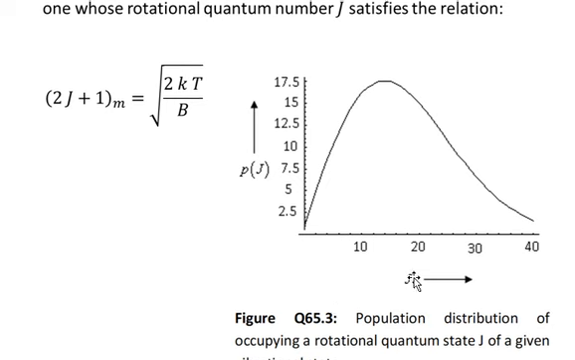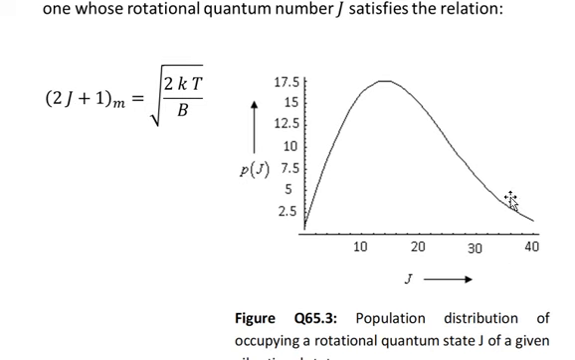So you see that we have plotted the rotational quantum number J along the horizontal axis, and the probability of occupying the rotational level J along the vertical axis. You will see that with increase in quantum number J, the probability of occupancy will increase and reach some maximum value around J close to 15, and beyond that the probability will fall, and ultimately it will reach 0 for higher values of rotational quantum number J beyond the value of 40.